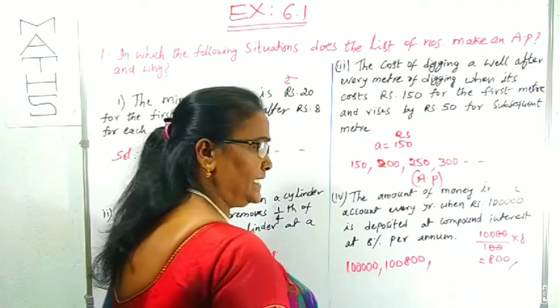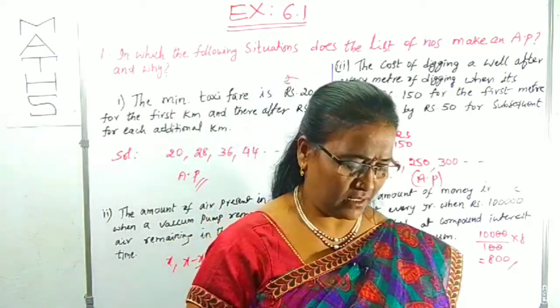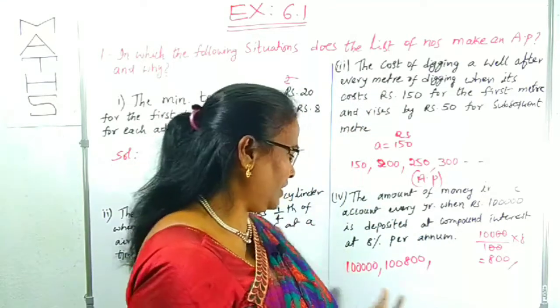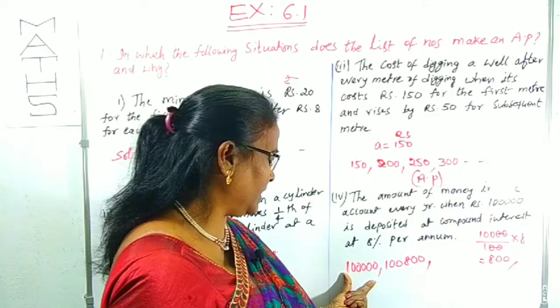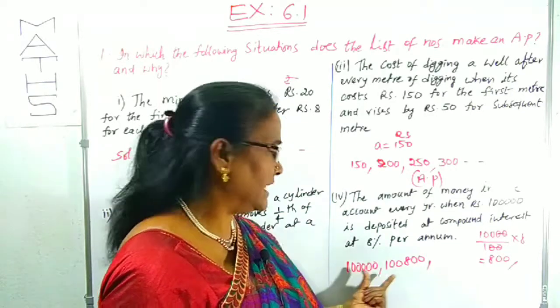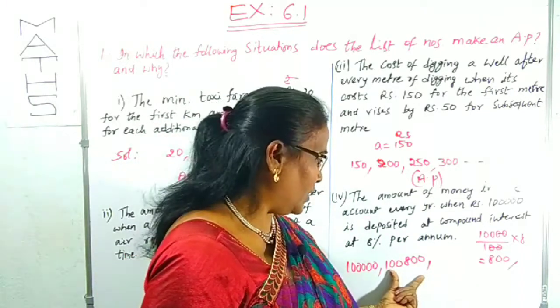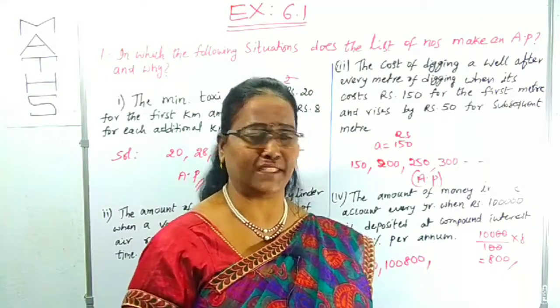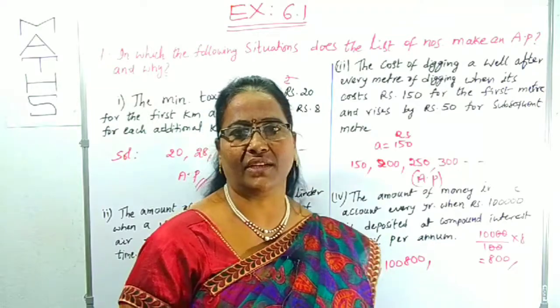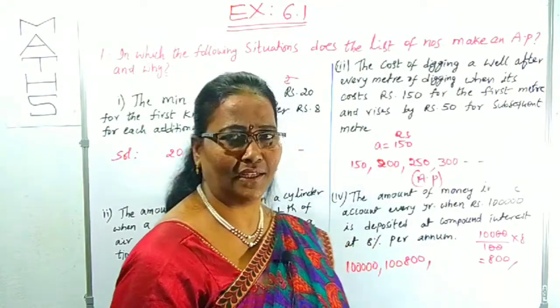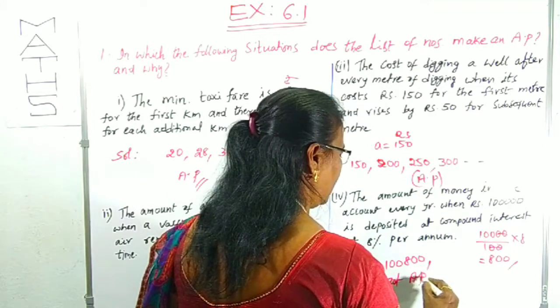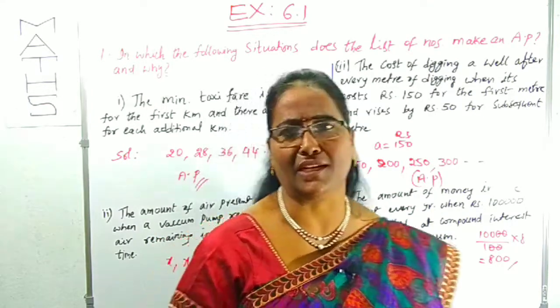Now, will the next interest be rising or not? The next interest will be rising, because it won't be taken for only 1 lakh. It will be calculated for 1 lakh 800. So the interest will be rising, not fixed. That's why this is not an AP series. Clear? You can understand it in this simple way.